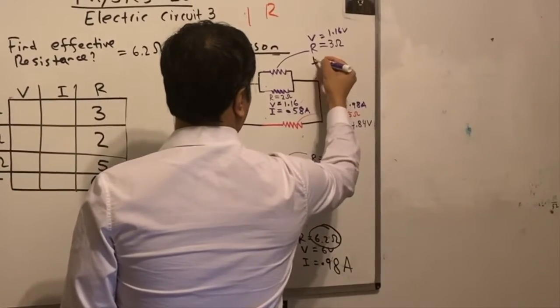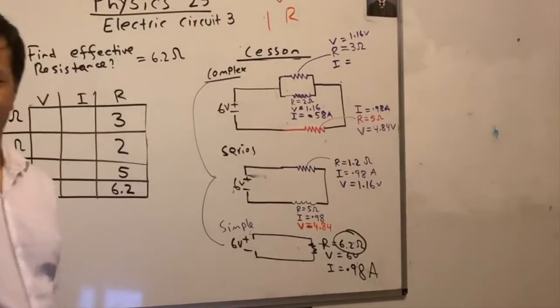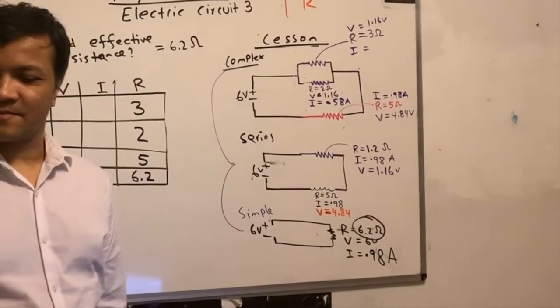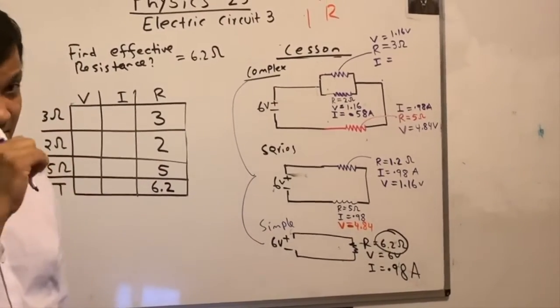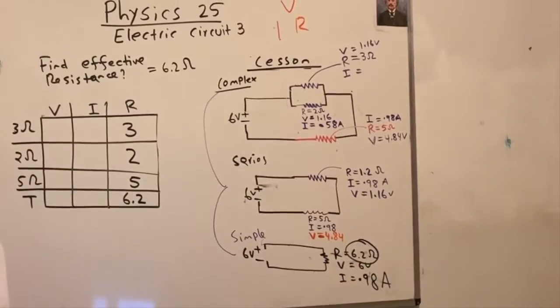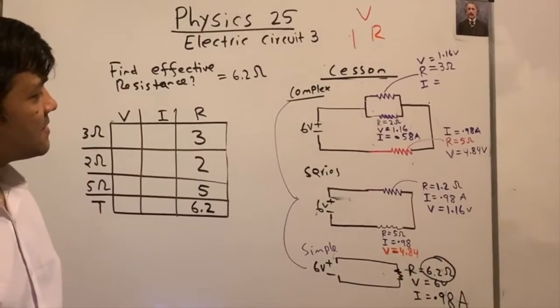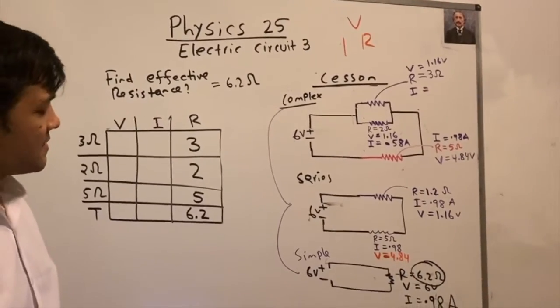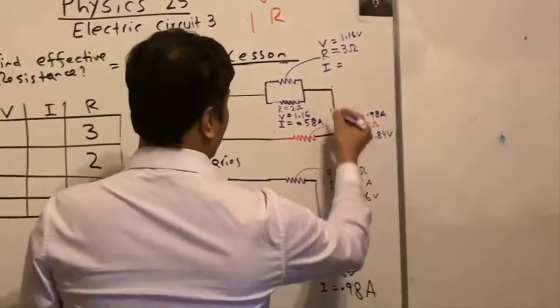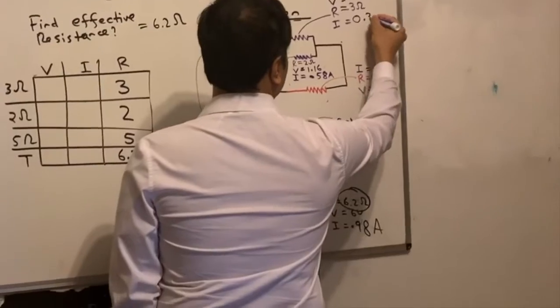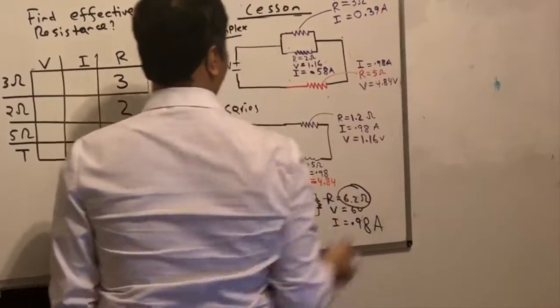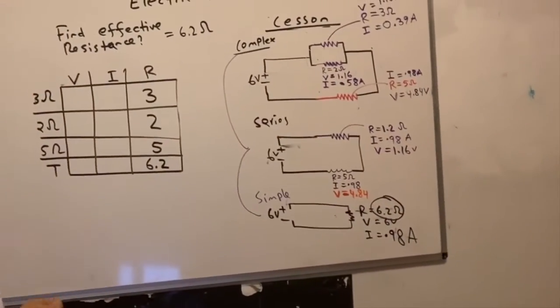Do we know current now, Isaac? How much is it? Let me calculate. Give me a sec. Okay. So, V over R, 1.16 divided by 3, which is approximately 0.39 amps, right?